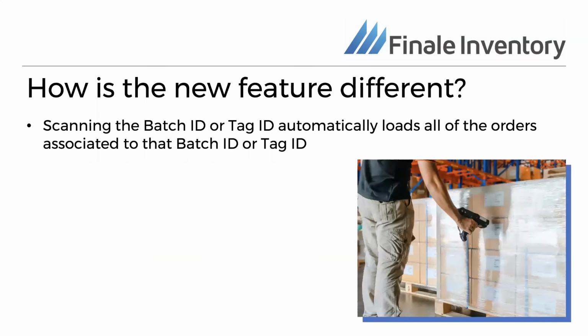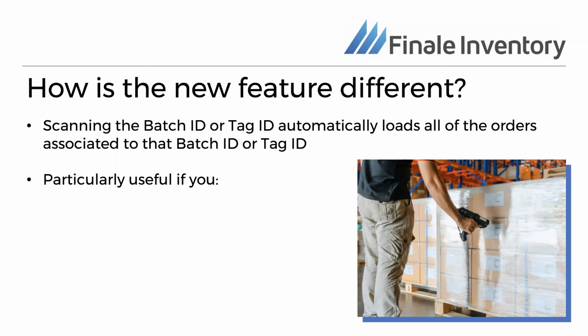So how exactly is the new feature different than the current ones? So when you use the order batch picking, you're entering the batch or tag ID into the scanner instead of the order numbers. This is used to automatically load all the orders that have that batch ID or tag ID associated with them.